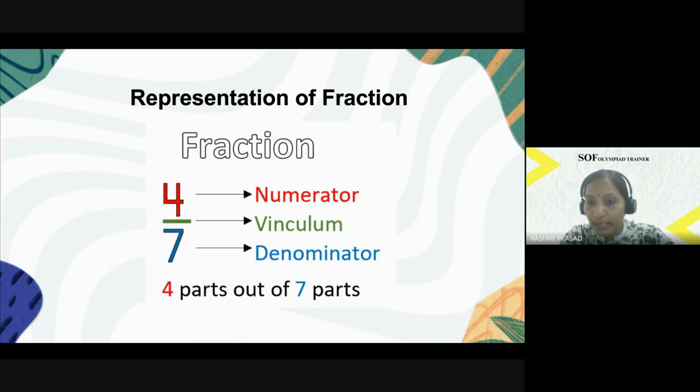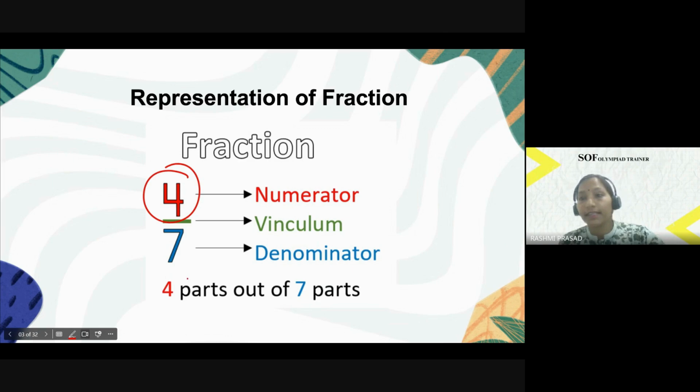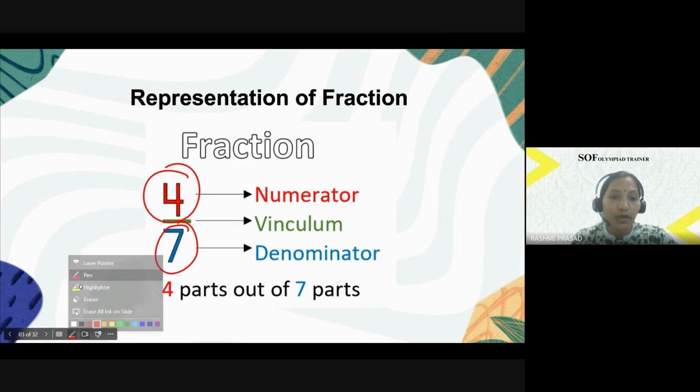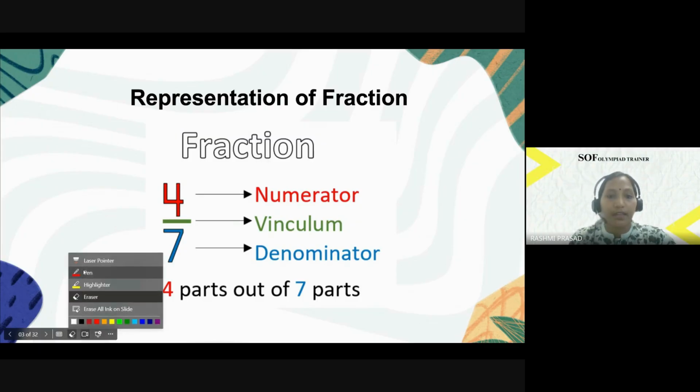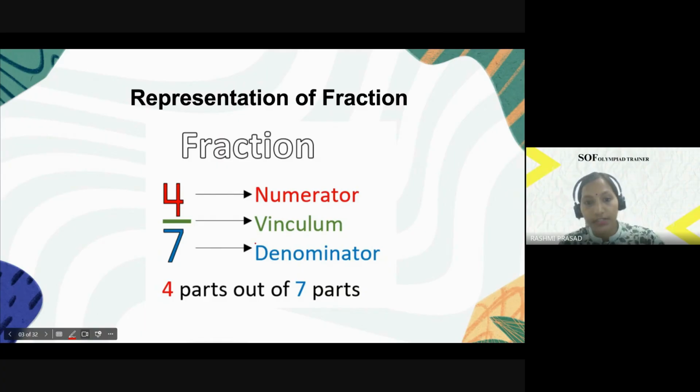We have a numerator, as you can see, the top part is called the numerator. So in this case, 4 is the numerator and 7, the number in the bottom, is called the denominator, and that is joined by the vinculum. Vinculum, we also call it bar, right? Okay. So that is how we represent a fraction.